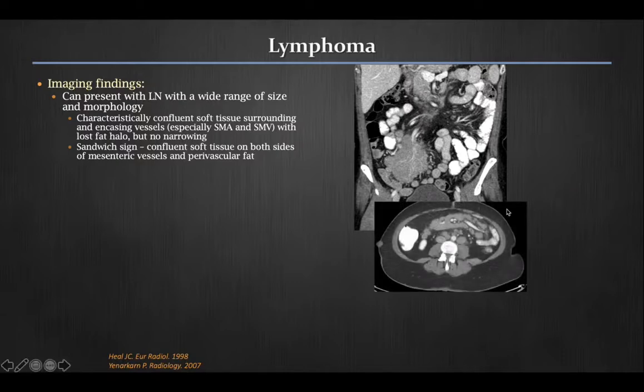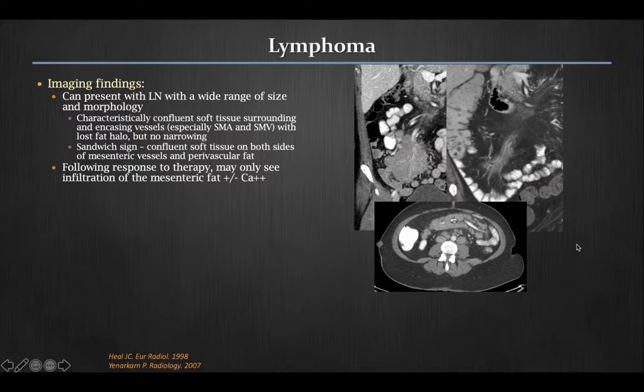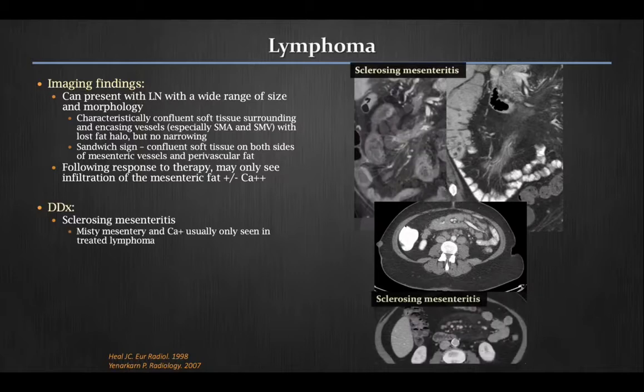You may also see the so-called sandwich sign where you see confluent soft tissue or lymphadenopathy on both sides of mesenteric vasculature and perivascular fat. As I said before, after responding to therapy, it may look identical to mesenteric panniculitis, and you may only see ill-defined soft tissue in the mesentery or fat stranding.